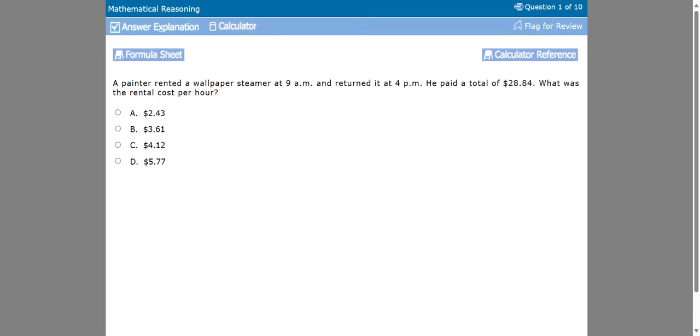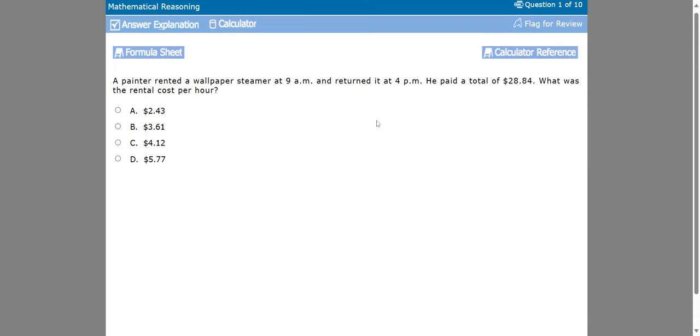Here we see a basic question: a painter rented a wallpaper steamer at 9 o'clock and returned it at 4. He paid a total of $28.84. What was the rental cost per hour? So here we have a basic division question, taking from 9 to 4, how many hours, and dividing 28.84 by that to get the hourly rate.